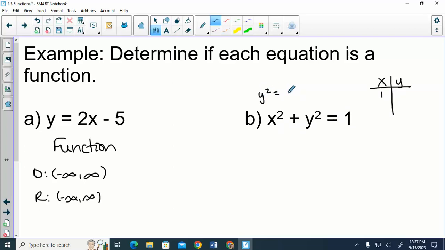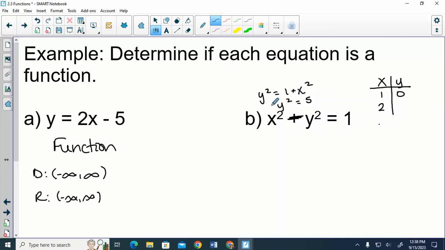Y squared is 1 minus x squared, right? But if I put in a 2, I'm going to change this just for the sake of my example here. We'll switch that to a plus, just so I can work this one. If I put in a 2, then y squared would be 1 plus 2 squared, which is 4, so it would be 5.